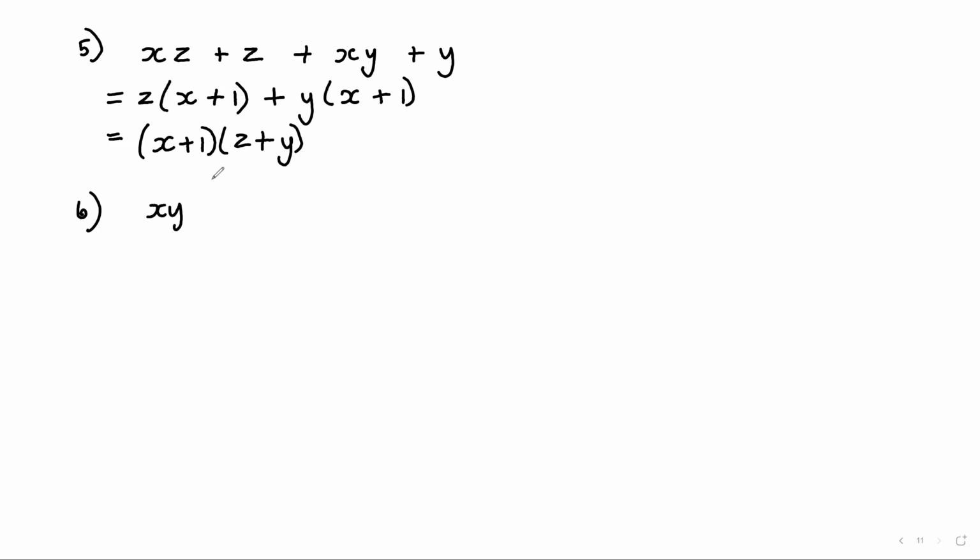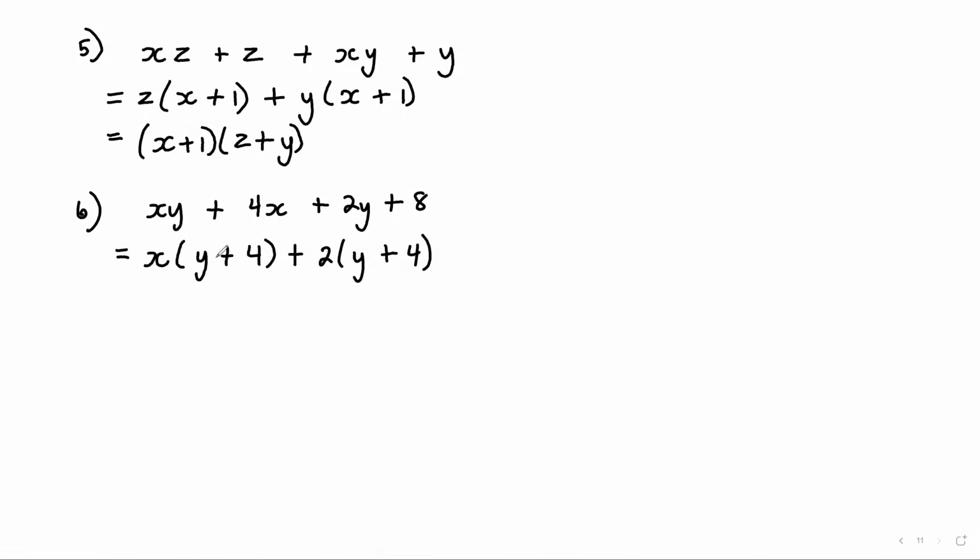Number 6 was xy plus 4x plus 2y plus 8. So the first two terms, xy and 4x, have x in common. x times y is xy, times 4 is 4x. Bring down your plus sign. 2y and 8 have 2 in common. 2 times y is 2y, and 2 times 4 is 8. So again, you see you have y plus 4 as your repeated factor. So you write that back. Then in brackets, you'll have x plus 2.